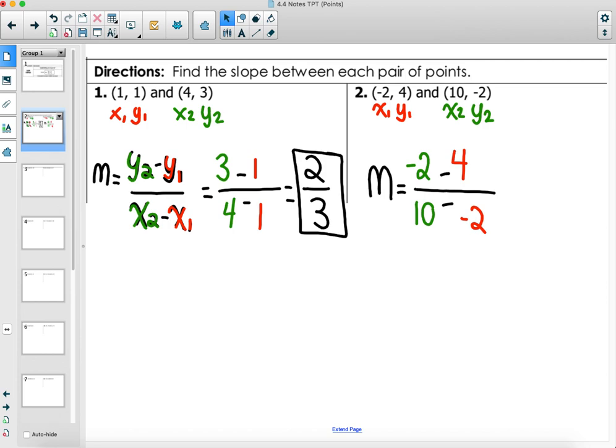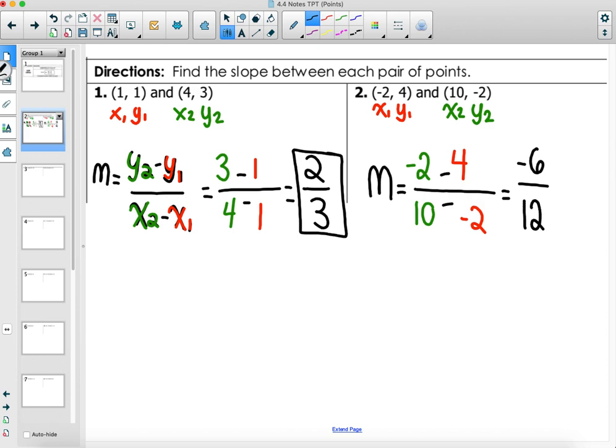So now I'm going to simplify this. Negative 2 minus 4, that's negative 6. And 10 minus a negative 2, we have to be careful here because when we subtract a negative number, 2 minuses give us a positive. So 10 minus a negative 2 is the same thing as 10 plus 2, which is 12.